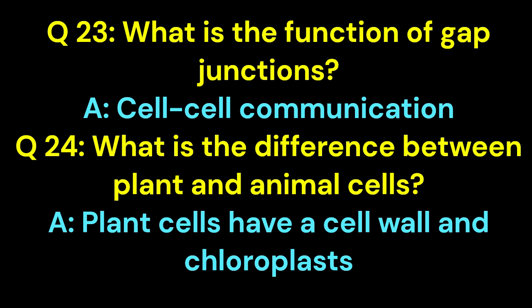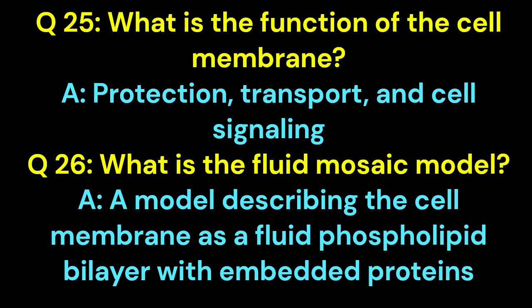A. Cell-cell communication. Q24. What is the difference between plant and animal cells? Plant cells have a cell wall and chloroplasts. Q25. What is the function of the cell membrane? A. Protection, transport, and cell signaling. Q26. What is the fluid mosaic model? A. A model describing the cell membrane as a fluid phospholipid bilayer with embedded proteins.